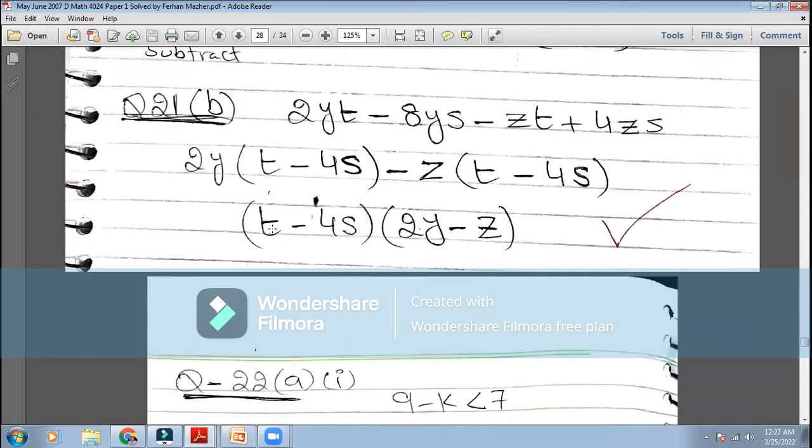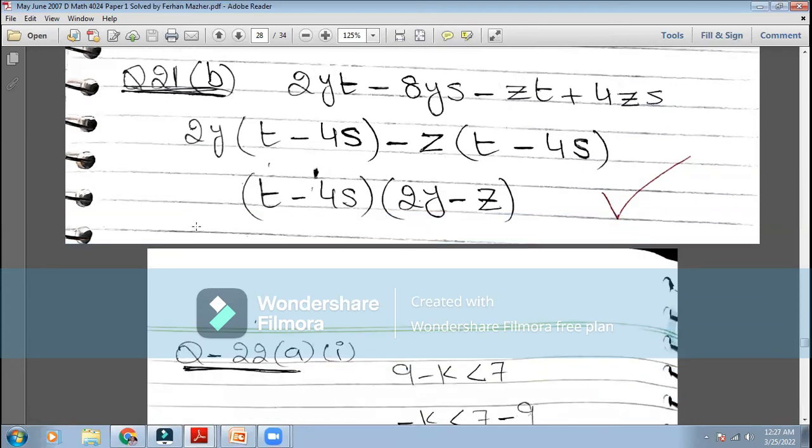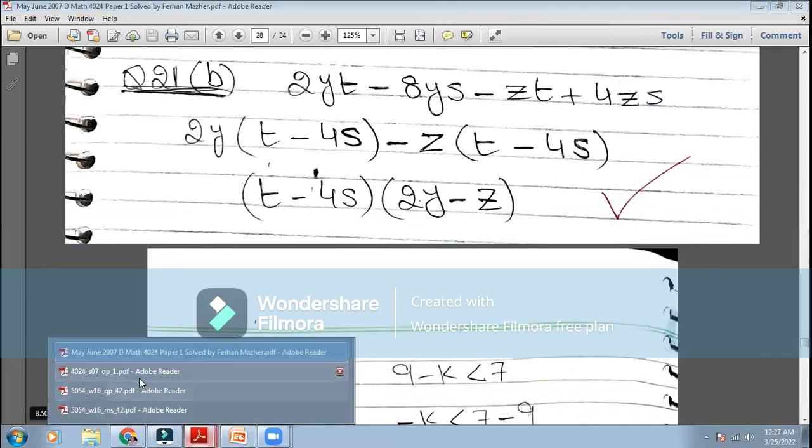Question number 21, B part, and they say 2yt minus 8ys minus zt plus 4zs. So it's an expression which has 4 terms, and we want to factorize it. From the first 2 terms, I can take 2y common, so you will have t minus 4s. From the last 2 terms, I will take the minus z common, and that will be t minus 4s. So I will take t minus 4s bracket common. From here, I will be left with the 2y, and from here, I will be left with the minus z. So this is how you will factorize question number 21, B part. Hopefully you understand.